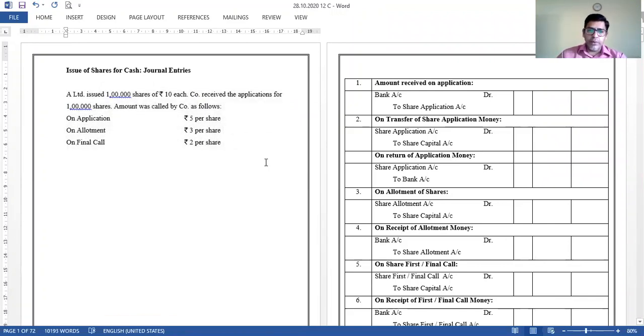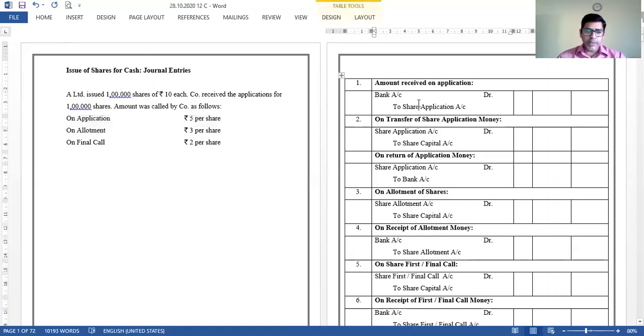The first entry, as I have told you, will be for application money received. How many shares are issued? 1 lakh. What is the application call? Rupees 5 per share. So whosoever the applicant is, that applicant will be paying us 5 rupees per share. We have received 1 lakh applications, so 1 lakh into 5 is 5 lakh rupees. So bank to share application will be rupees 5 lakh.